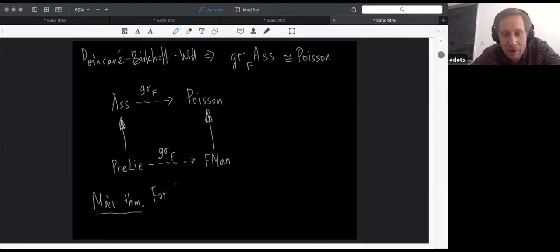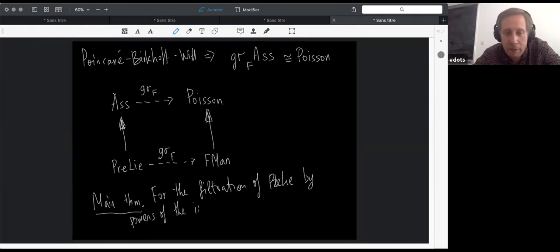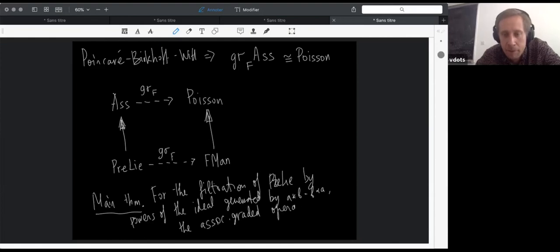So for the filtration of the PreLie operad by powers of the ideal generated by the commutator AB minus BA, powers of the ideal generated by A star B minus B star A, the associated graded operad is isomorphic to the operad of F-manifold algebras.